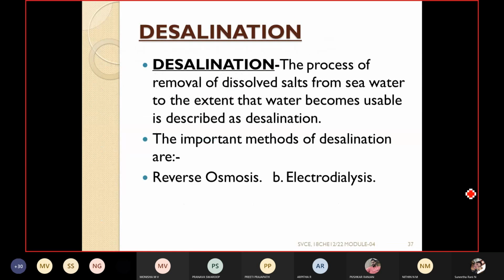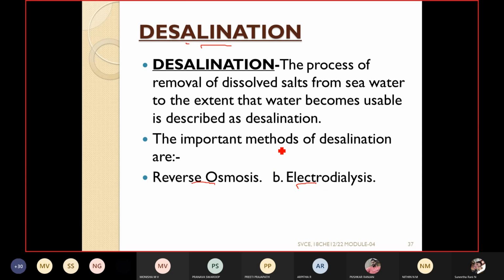So the next is desalination. What is desalination? Desalination is the removal of salt from sea water. That is called the desalination process. We have different processes for desalination. Under this you have reverse osmosis and electrodialysis methods.